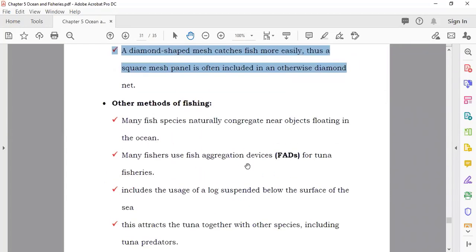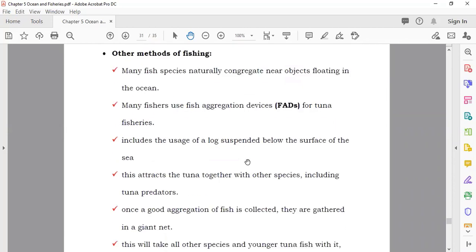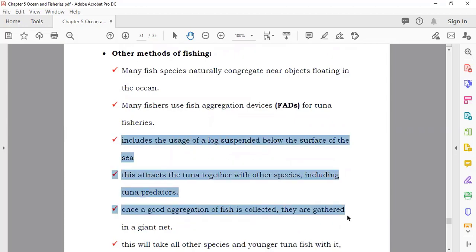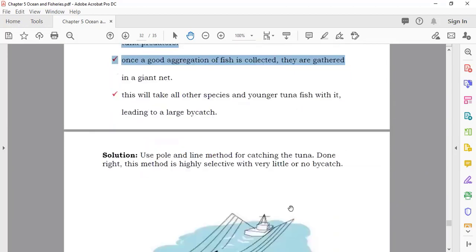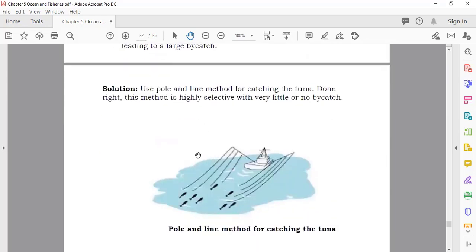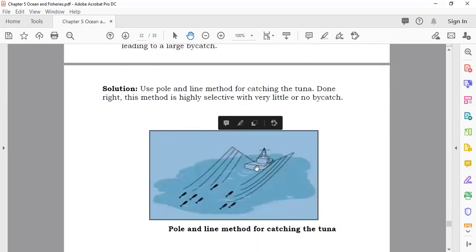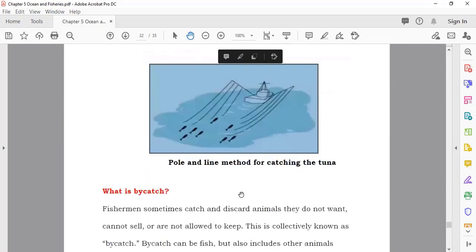Other methods: they can use different devices. They can suspend something like a log, like wood, down. When a lot of fish come near that, they throw the net and catch them. After that, if you're catching tuna fish, you should use this method, because it will not catch the small tuna fish. It will catch only big tuna fish.